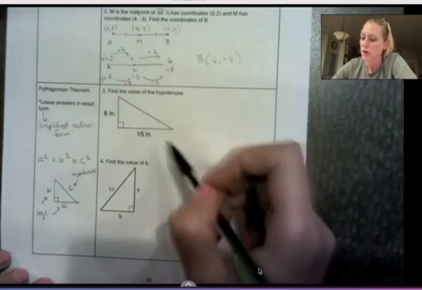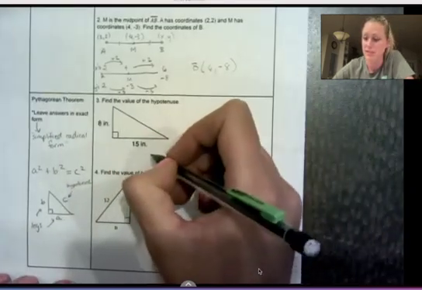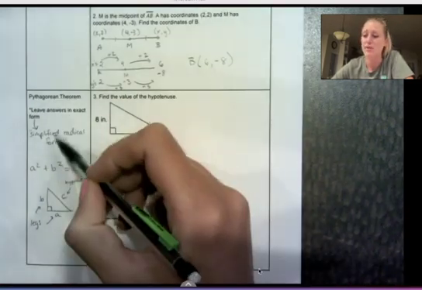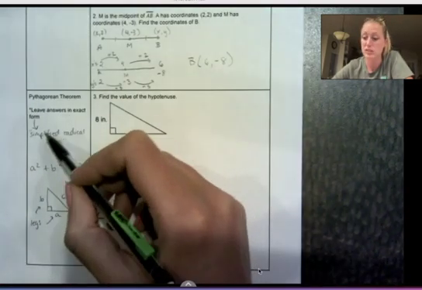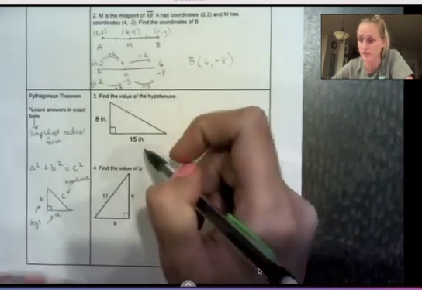Okay, so we're going to use the Pythagorean theorem to find this missing side. Notice our directions. It says leave answers in exact form. What that means is not a decimal. We're going to use simplified radical form if I get the square root of something for an answer.